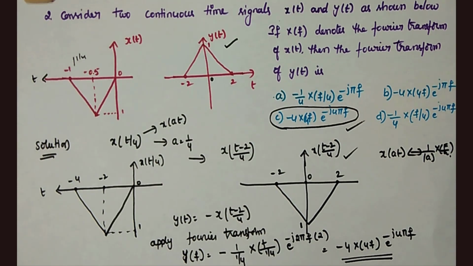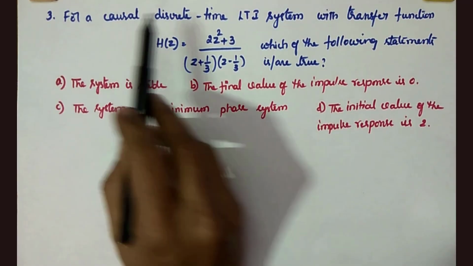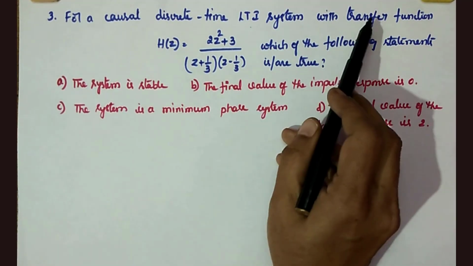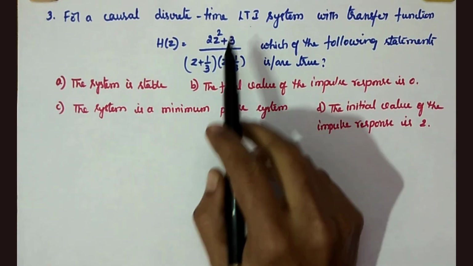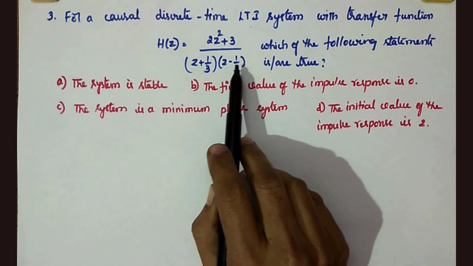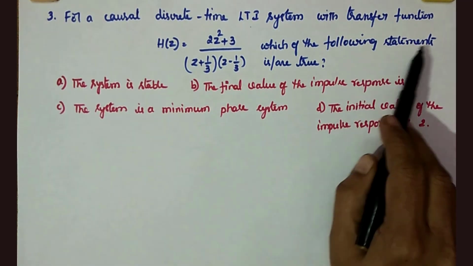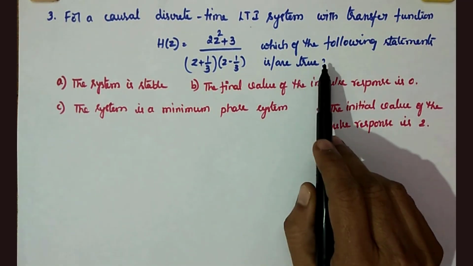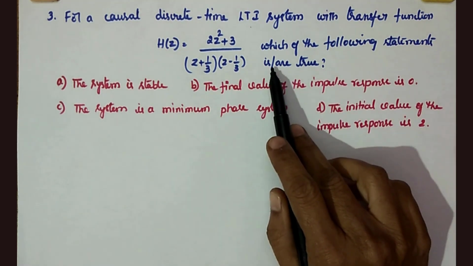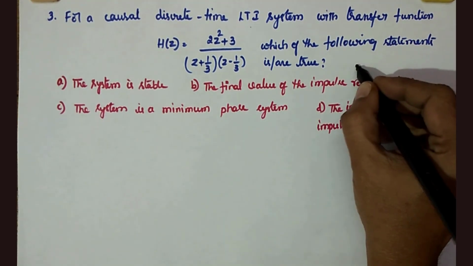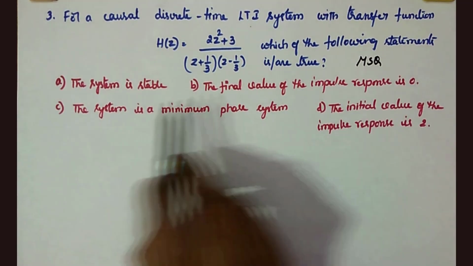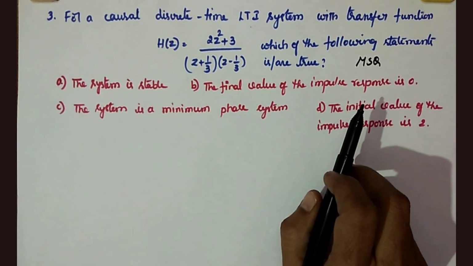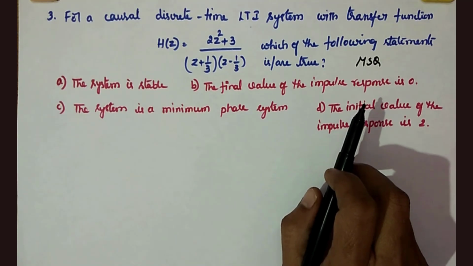The next question is: for a causal discrete LTI system with transfer function h of z equal to 2z square plus 3 by z plus 1 by 3 into z minus 1 by 3, which of the following statements is or are true? As the question says is or are true, definitely it is an MSQ question, meaning multiple select question. In the given options, definitely you may get 2 or more suitable answers.